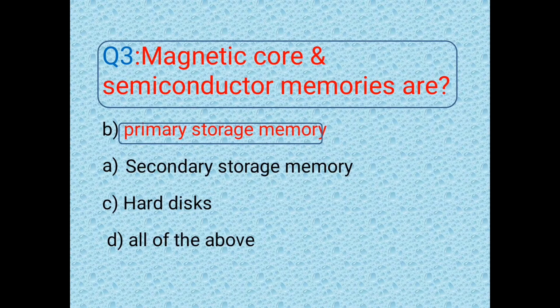And what is semiconductor memory? That is the memory which is used for digital storage. It is a type of semiconductor device. It refers to MOS, the metal oxide semiconductor memory. So these two memories, magnetic core memory and semiconductor memory, which are used to store data, are types of primary storage memory. So in this case, the correct option is A, primary storage memory.